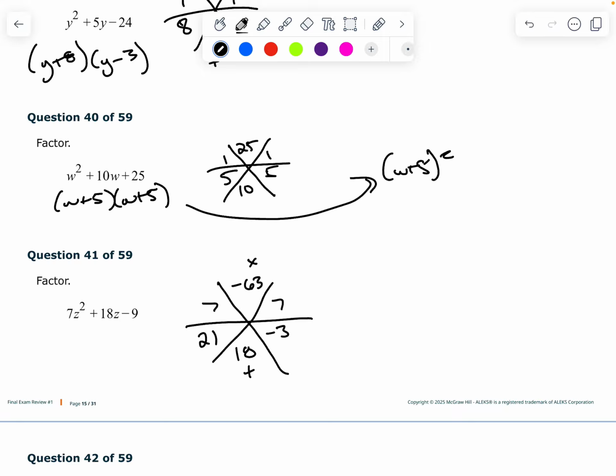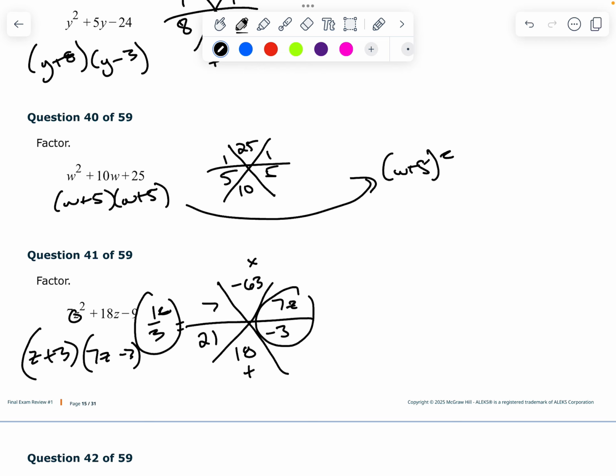Can we simplify our fractions? On the prior ones, 1 over something is not going to simplify. Here, 7 over 21 simplifies to 1 over 3. Our variable is z, so that's 1z plus 3. The left-hand fraction will not simplify, so that's 7z minus 3. And that's my factored form. If you wanted to go back and check, you could FOIL that all out, and it should give you what you started with.